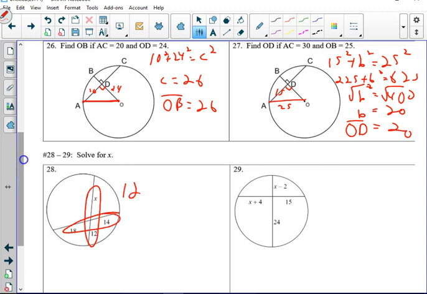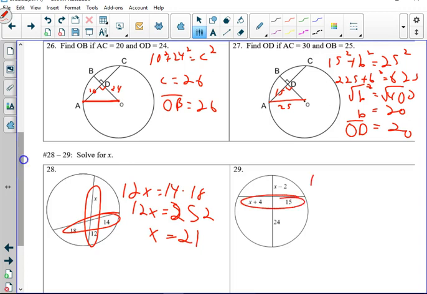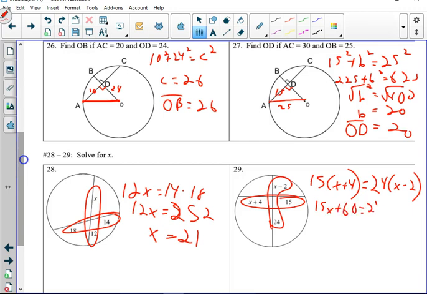12 times x equals 14 times 18. So 12x equals 252. X is 21. 15 times x plus 4, in parentheses, careful, equals 24 times x minus 2, in parentheses, be careful. 15x plus 60 equals 24x minus 48. Subtract 15x, you get 9x. Add 48, you get 108. Divide by 9, x is 12.